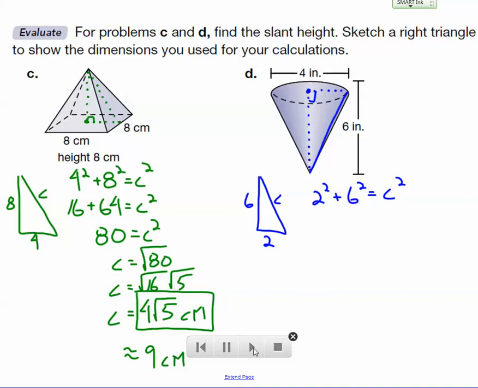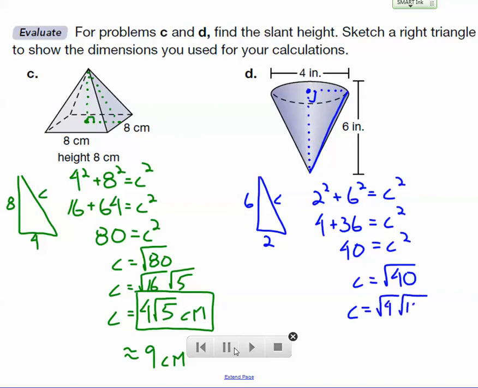So we're going to do 2 squared plus 6 squared is going to equal the slant height squared, because the slant height is the hypotenuse of the right triangle. So that'll give me 4 plus 36 equals c squared, and 40 equals c squared. So c is the square root of 40. Obviously, 40 is divisible by a perfect square, 4. So we'll simplify the square root of 40, and we'll make it 2 times the square root of 10, which is about 6.3 inches.